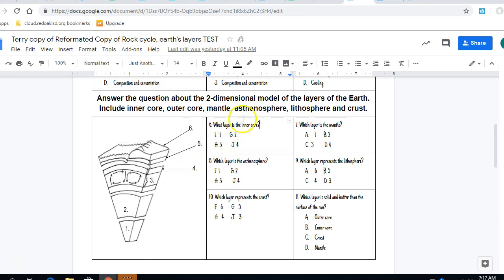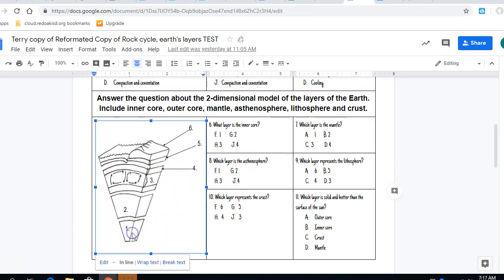So what layer is the inner core for number 6? Number 7, which layer is the mantle? Is it 1, 2, 3, or 4? Number 8, which layer is the asthenosphere? Is it 1, 2, 3, or 4?